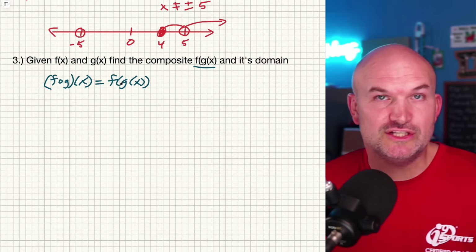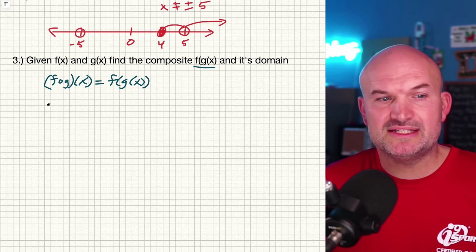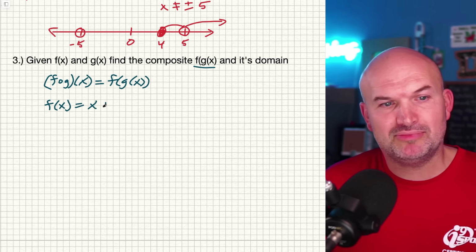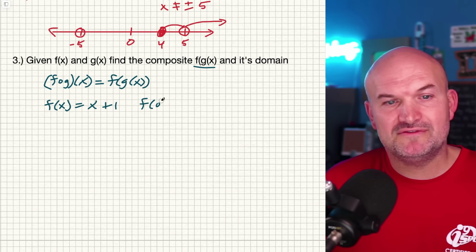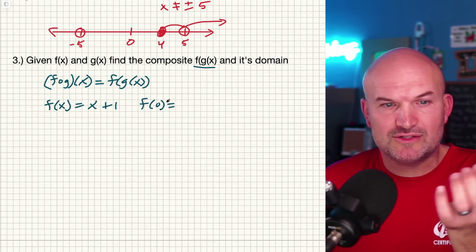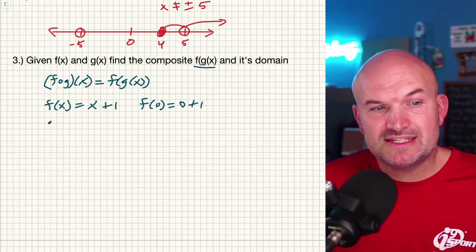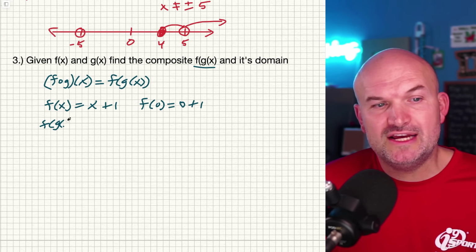Now, again, if this notation gets you confused, go back to something simple, right? If I had f of x equals, I don't know, x plus 1. And if I say, what is f of 0, what do you do? You replace the x with the 0. So this is going to be 0 plus 1, okay? So all we're doing in this case is we're saying, what is f of g of x?